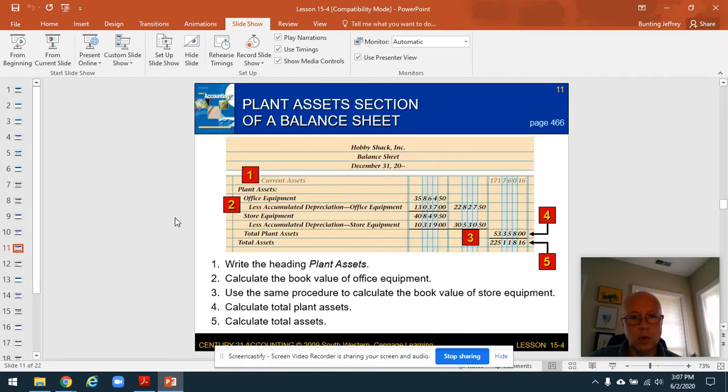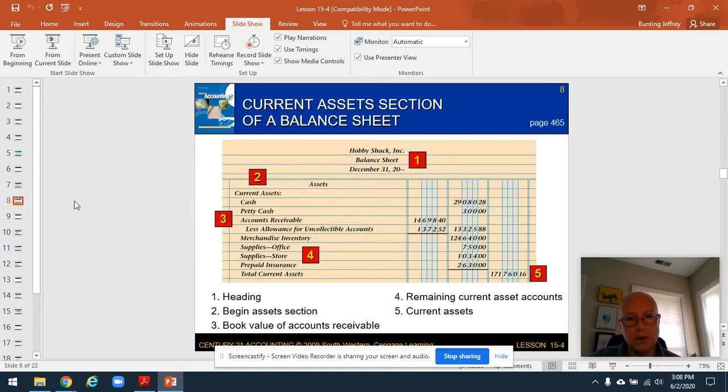Let me go down one more. Then we got a plant assets section. So we've got a little bit of math we've got to do on this. So obviously cash being king, we listed out in the center column because of summary data. But then we've got some assets that have contra accounts which reduce the value.